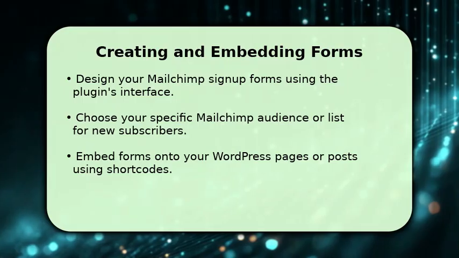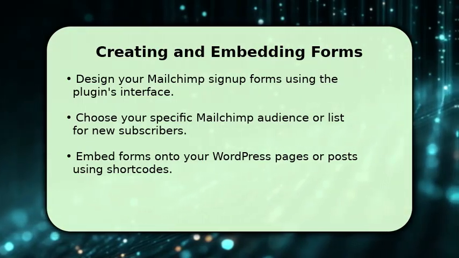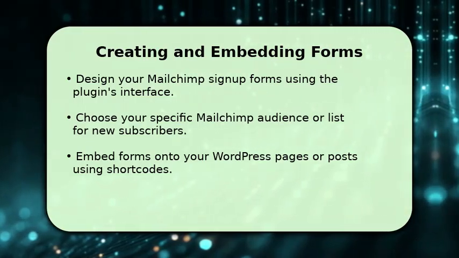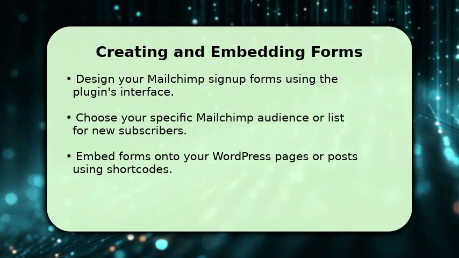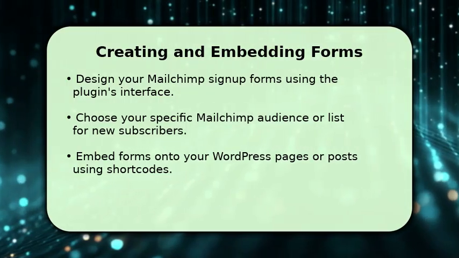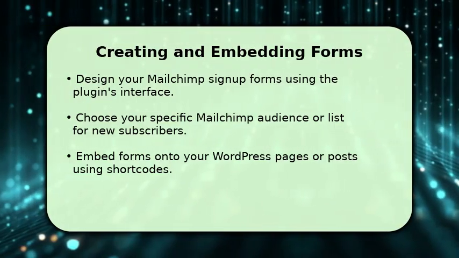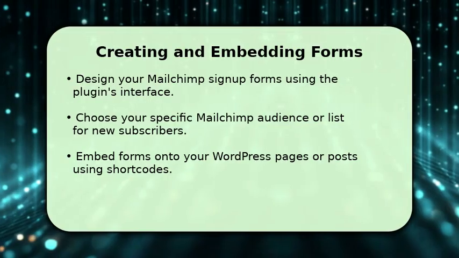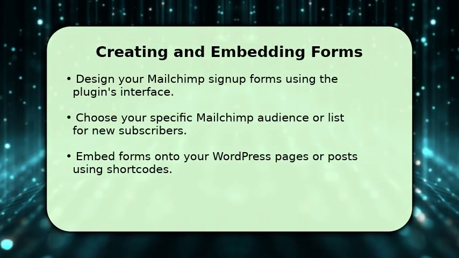Now it is time to create and embed your sign-up forms. Within your WordPress plugin, you can design custom forms that match your website's aesthetic. You will also select which Mailchimp audience or list new subscribers will join. Once your form is ready, you can easily embed it onto any WordPress page, post, or even a sidebar widget using a simple shortcode or block. This makes collecting emails straightforward.